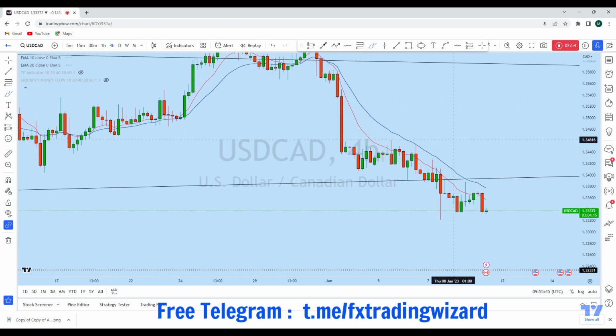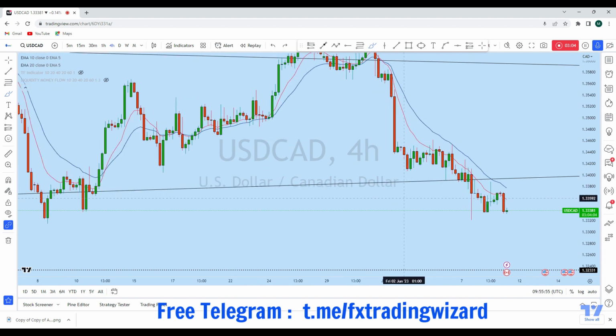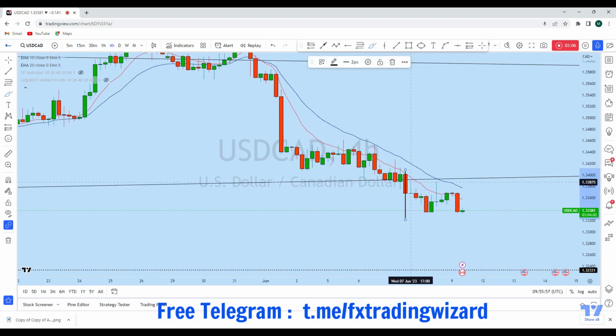Now if we look at the intraday perspective, we see that USD CAD is consolidating along this area, and then there is a strong drop. We have seen that this support level is broken, followed by every session the price forming a series of lower highs and lower lows. Along with this doji formation, dollar CAD has broken down.